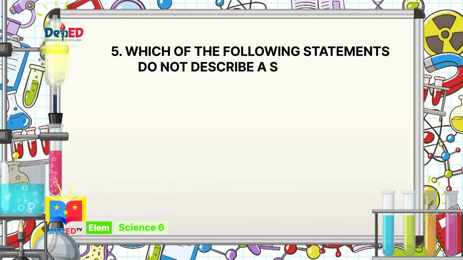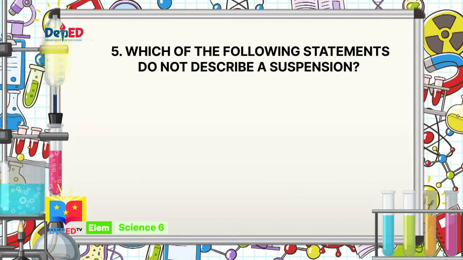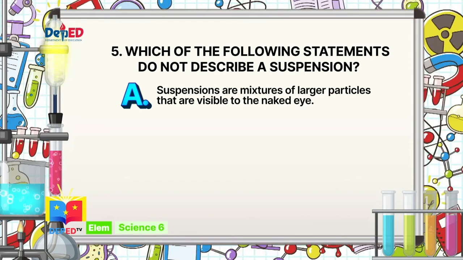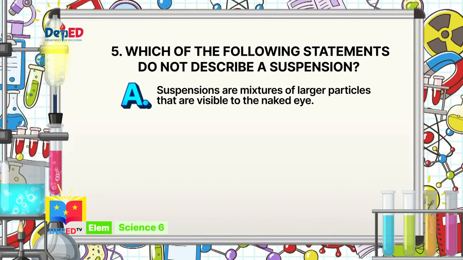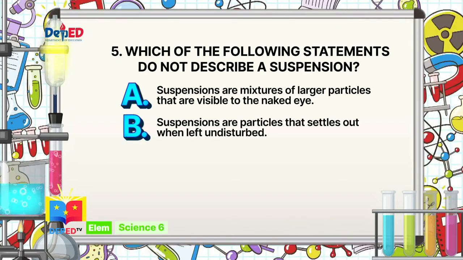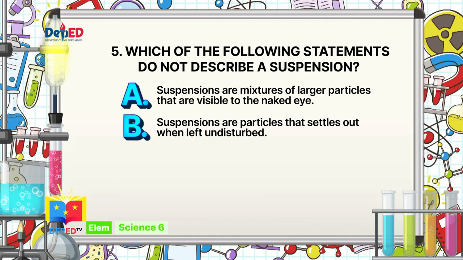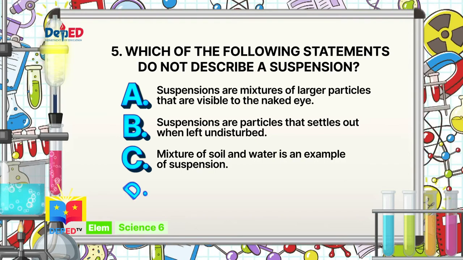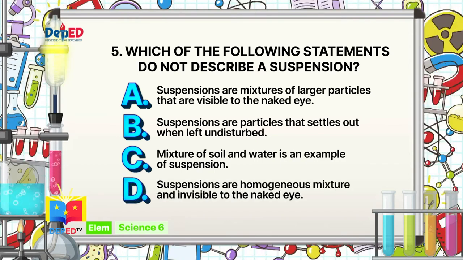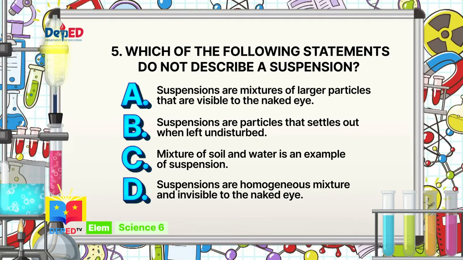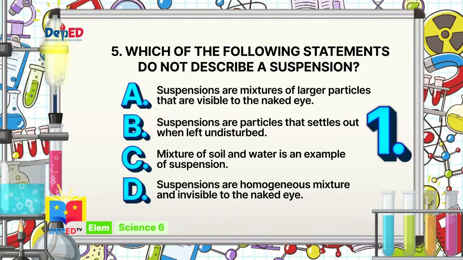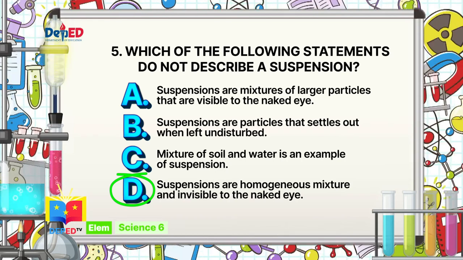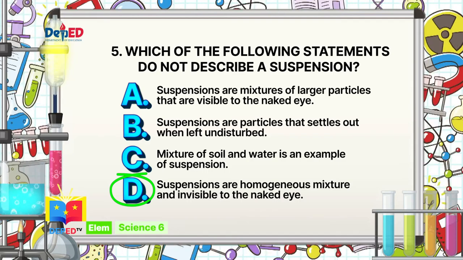Number 5. Which of the following statements do not describe a suspension? A. Suspensions are mixtures of larger particles that are visible to the naked eye. B. Suspensions are particles that settle out when left undisturbed. C. Mixture of soil and water is an example of suspension. Or D. Suspensions are homogeneous mixture and invisible to the naked eye. The correct answer is D. Suspensions are homogeneous mixture and are visible to the naked eye.